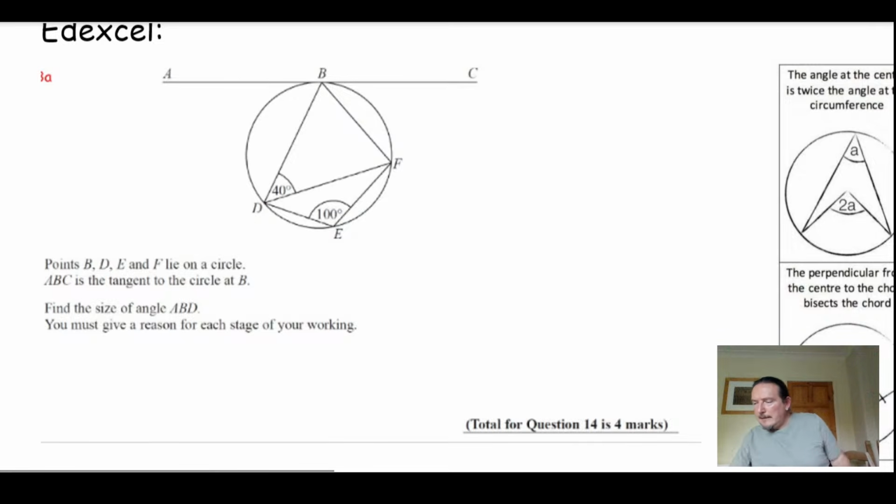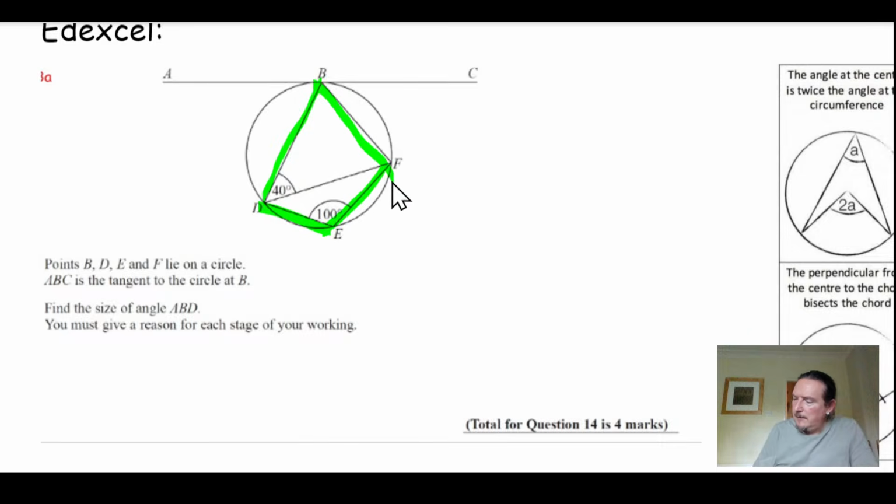Right, so EdExcel question. We've got a few more circle theorems going on here. It says points B, D, E and F lie on the circle. So we've got a cyclic quadrilateral going on there, haven't we? Can you see that around there? So that's a cyclic quadrilateral. ABC is the tangent to the circle. So that's a tangent. Find the size of angle ABD. Where's ABD? We're trying to find this angle down here, the angle between the tangent and that line there. You must give a reason for each stage of your working.